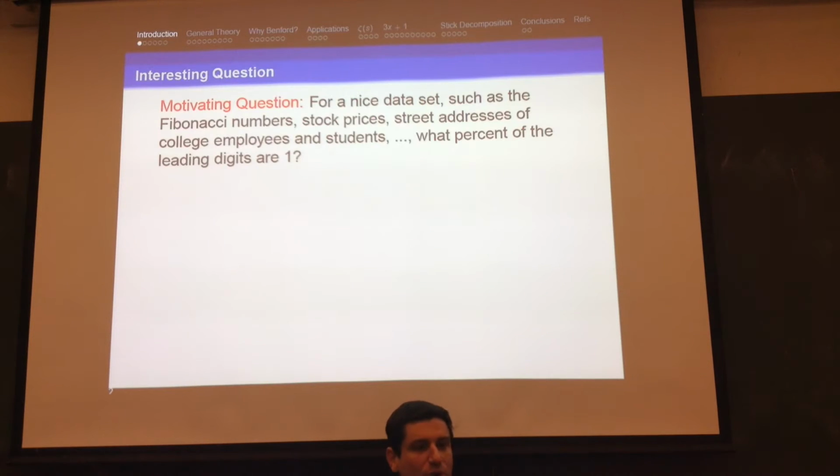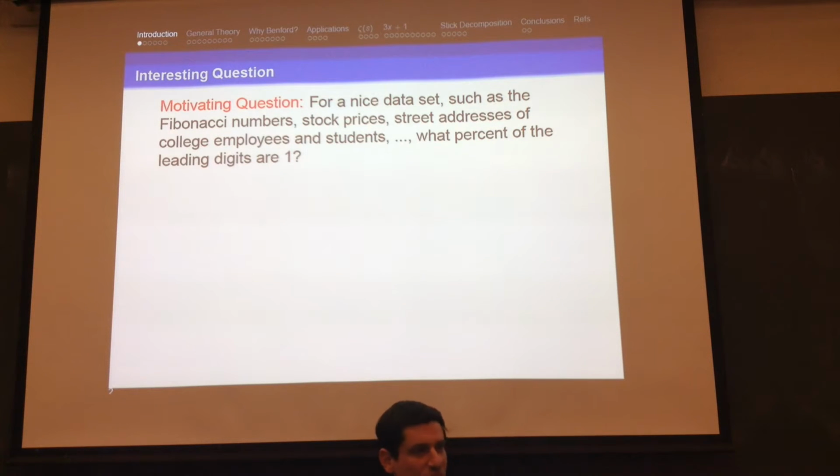All right, so the motivating question is, for a nice data set, say Fibonacci numbers, I'm a mathematician, for me that's a nice data set, stock prices, street addresses, whatever, what percent of the leading digits are 1? So imagine you have no idea of Benford's Law, which hopefully is true for many of you right now. If you just had to guess naively, what would the simplest possible guess be for what fraction of the time I start with a 1?